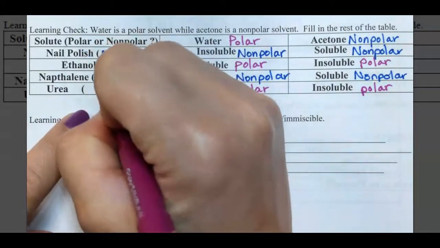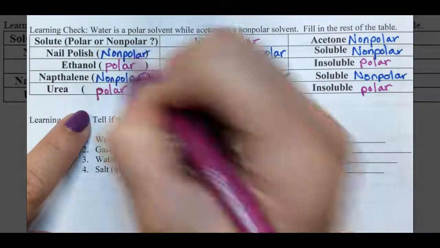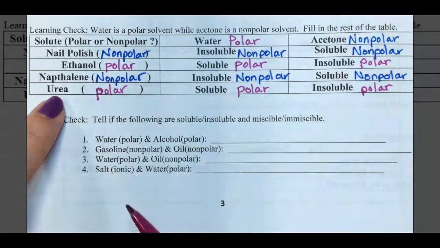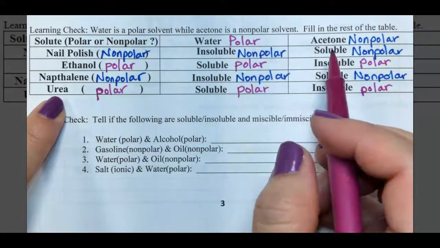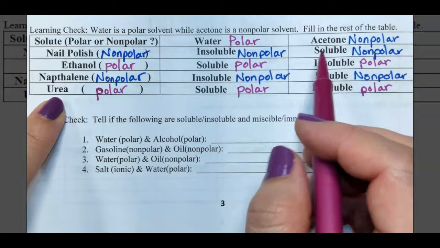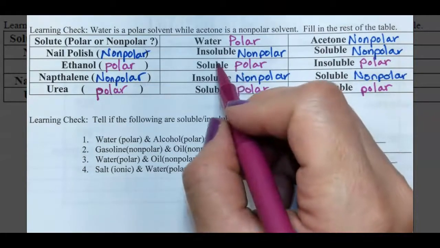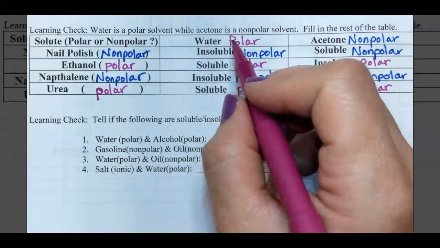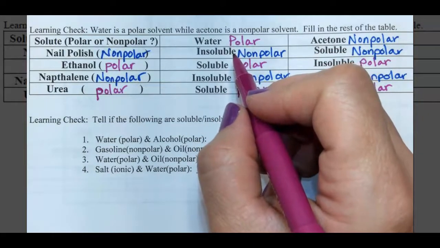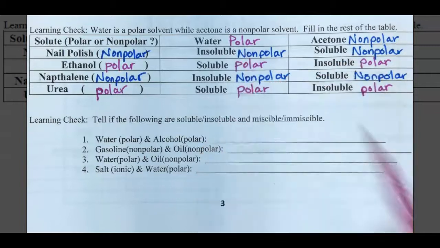And so now we've determined the polarity of each of our solutes based on whether or not they would dissolve in our solvent. Remember, like dissolves like. So if it's soluble, then it must be like the solvent. If it's insoluble, it must not be like the solvent.